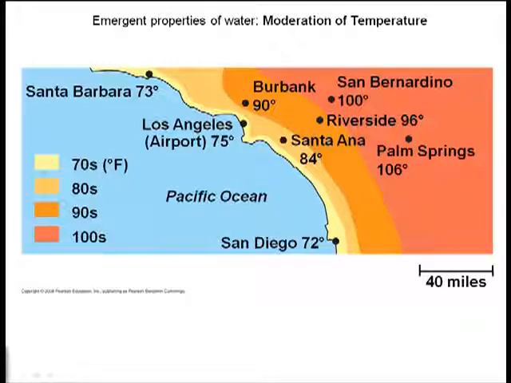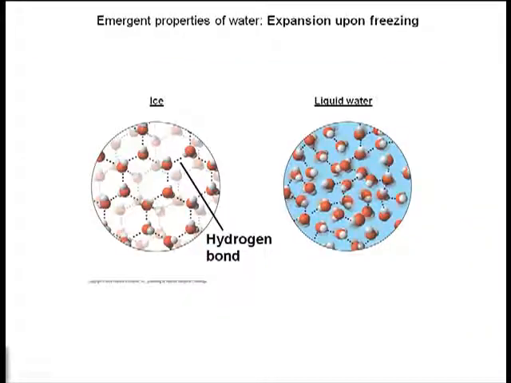Another unique property that water has is that it expands when it freezes. As it goes from a liquid to a solid, it actually gets less dense, which is really unique among pretty much all materials on the earth, because most materials, when they go from a liquid to a solid, become more dense. As the molecules in water begin to slow down and freeze, they don't have enough energy to break the hydrogen bonds between them.